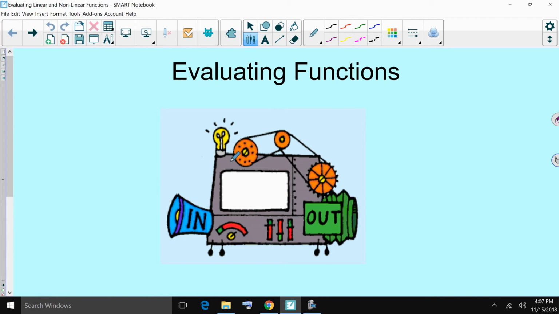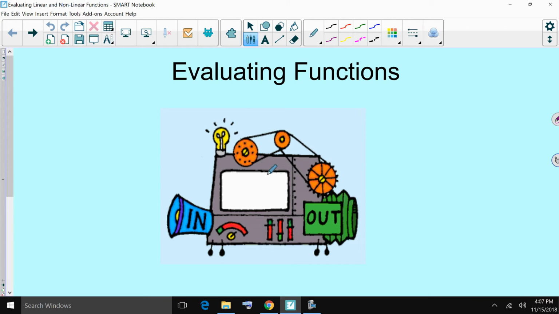Okay, guys, our objective today is to evaluate functions. Last week we said that a function is like a machine where I'm gonna enter some input, some numbers in, and then some numbers are gonna come out. Last week we decided to figure out what the machine was doing, and some people said, well, the machine is multiplying the input by 5, or the machine was adding 1 to the input. That's what we did last week.